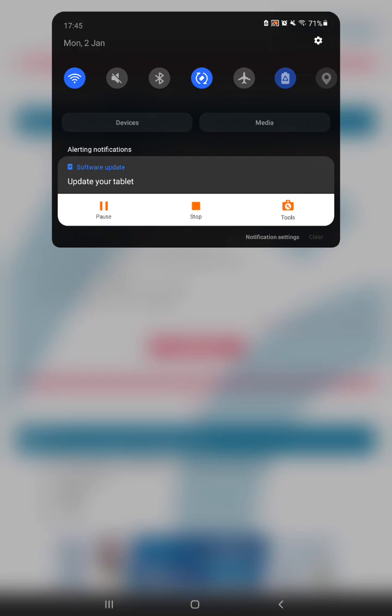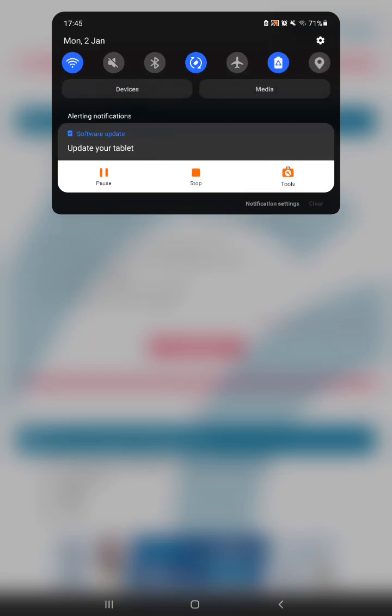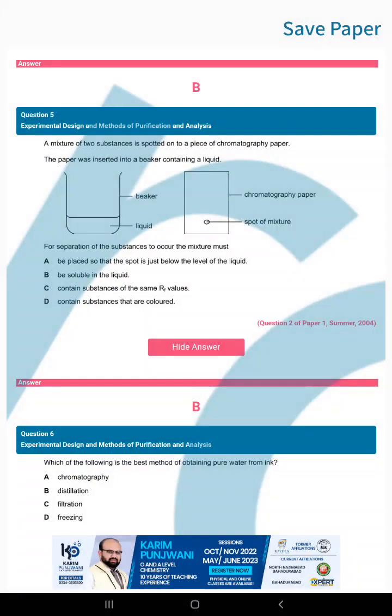Moving on. Question number 5. A mixture of two substances is spotted onto a piece of chromatography paper. The paper was inserted into a beaker containing a liquid. For separation of the substances to occur, the mixture must.